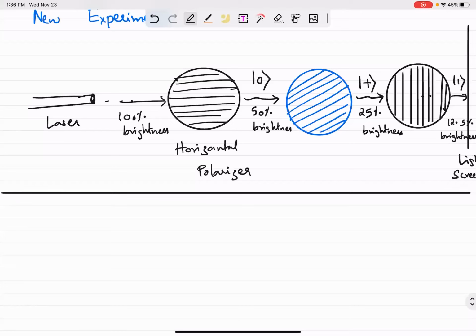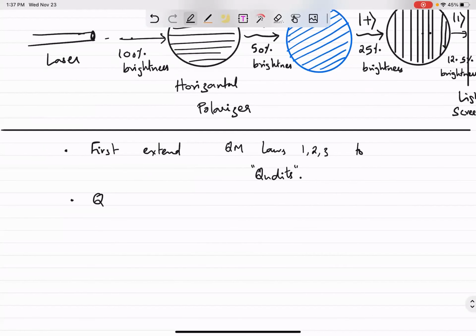But what we will do in the next lecture, the plan going ahead, is first extend QM laws 1, 2, 3 to what are called qubits. Again, technically it's not needed. I can only just work with bits, but notationally it makes things clearer. Qubits means basically instead of just having 2 options, you might have D options, like 10 options or 100 options. Typically some power of 2, but we'll talk about that. All right. And then we'll see quantum circuits.